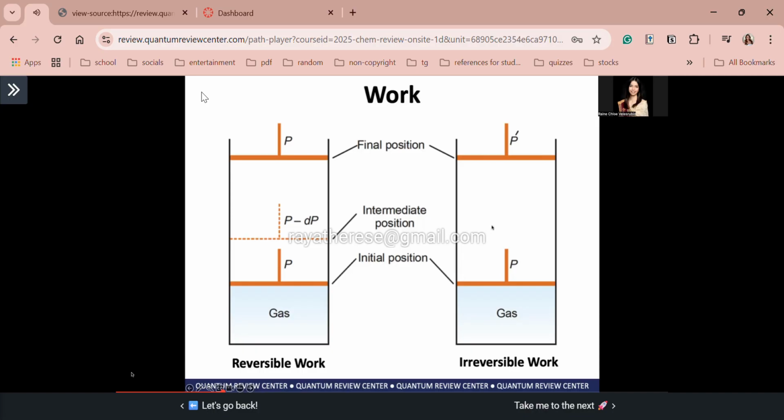It's because it is being done rapidly. Okay? Dahil dyan, si gas, hindi na siya makaka-exert ng pressure in order to reverse the pressure being exerted by the piston. Okay? That's why that is the difference between reversible and irreversible work.